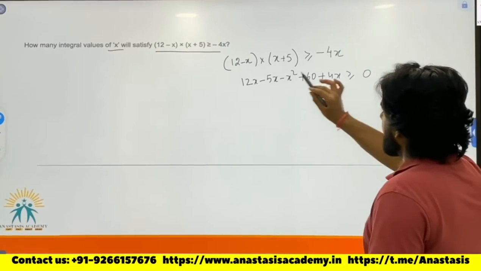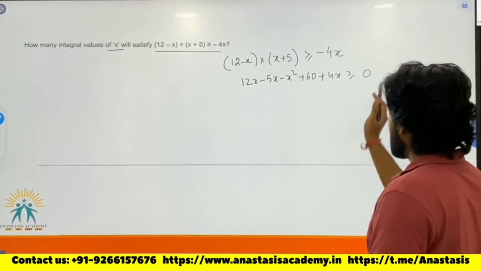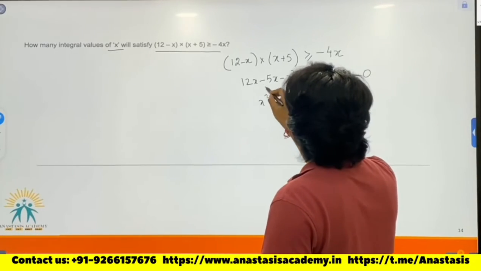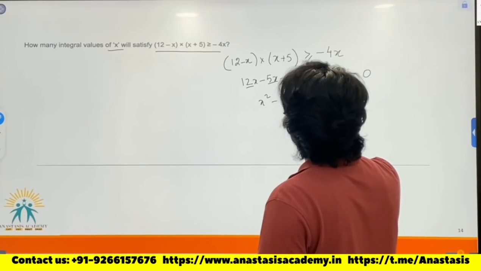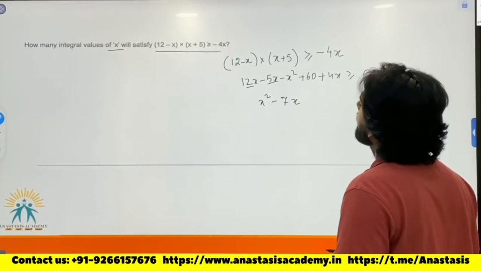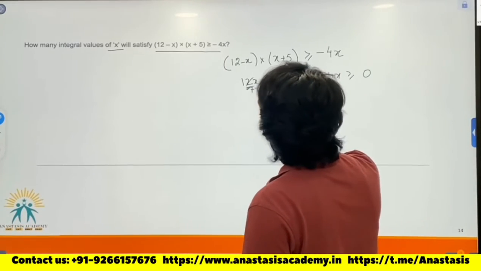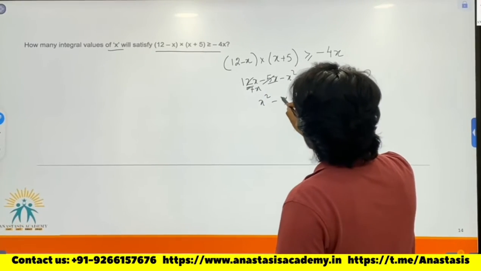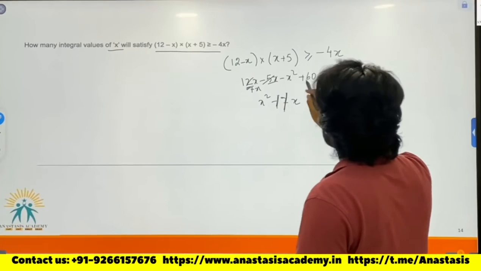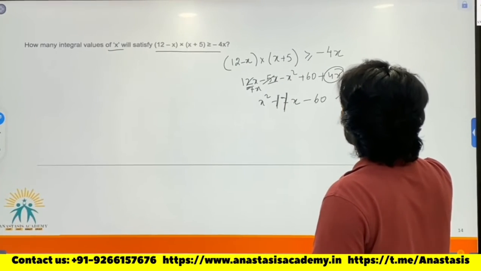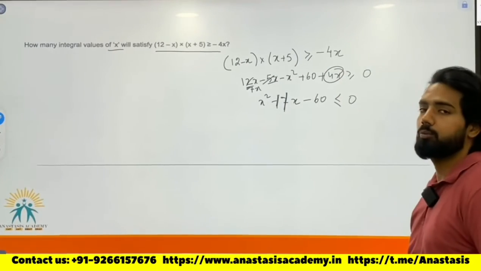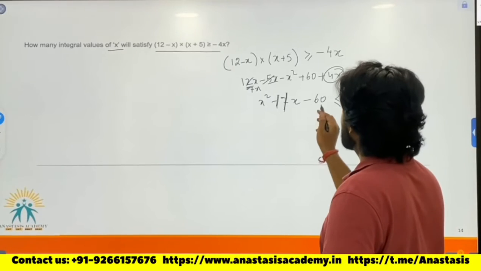Minus x square, take all the terms to the right hand side. So it becomes x square. This is 7x. So minus 7x. Sorry, this is 7x, 7x plus 4x is 11x. So x square minus 11x minus 16 is less than or equal to 0. I need to factorize this equation.